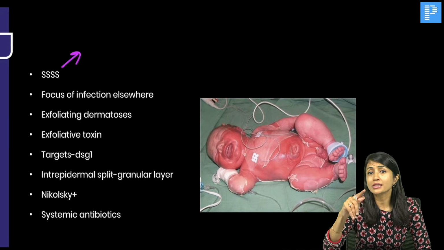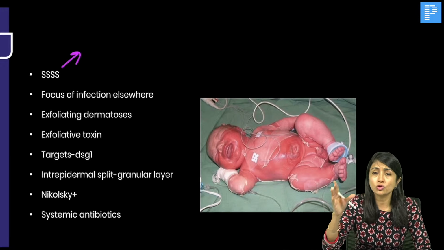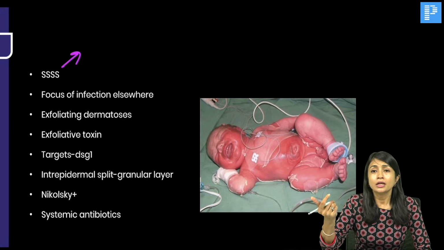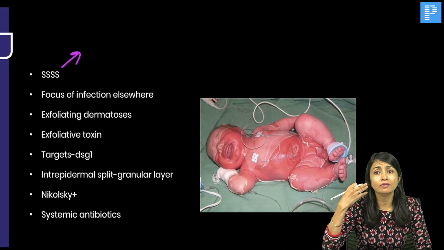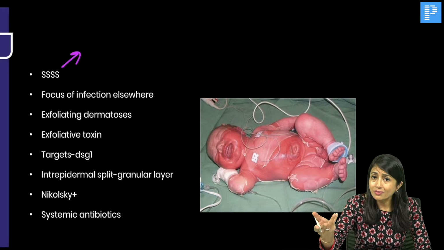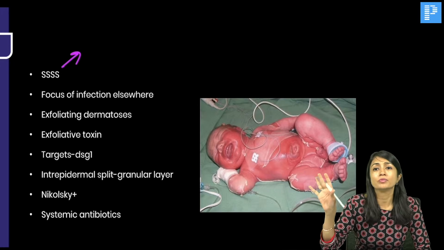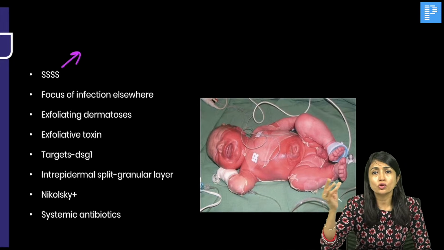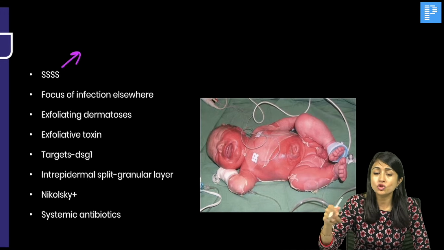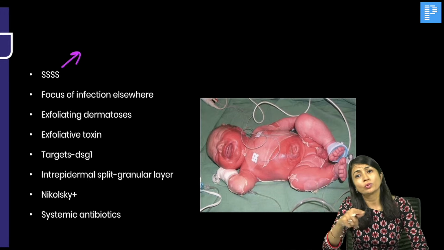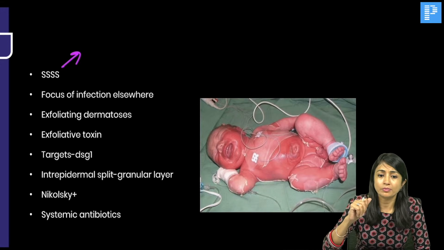It usually starts with a focus of infection somewhere. So, in the question you would get a history like a neonate or an infant presented initially with some ear infection or some blisters on the body and then developed this sloughing. So, that was the focus of infection. That is when the Staphylococcus entered the body, released this toxin, bound to desmoglein 1 and led to this sloughing of the epidermis.